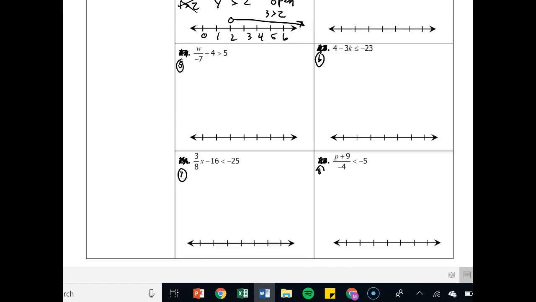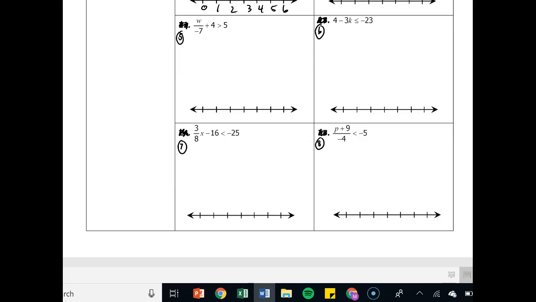Right? Number 5. Again, we draw our scales of justice. Right off the bat, we see a negative with our variable, so we're going to have to flip. So actually, you can erase the scales of justice because we're going to have to rewrite the problem. So w over negative 7 plus 4 is not greater but less than 5, all because of this negative attached to the variable.